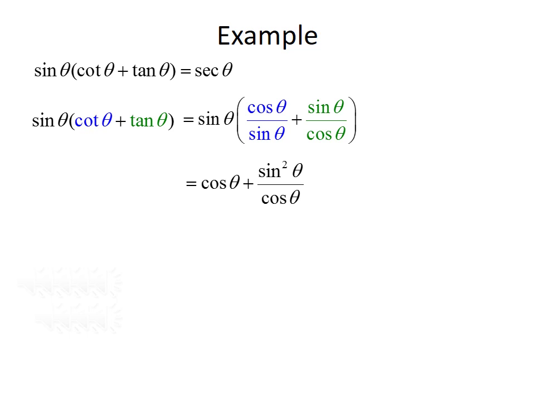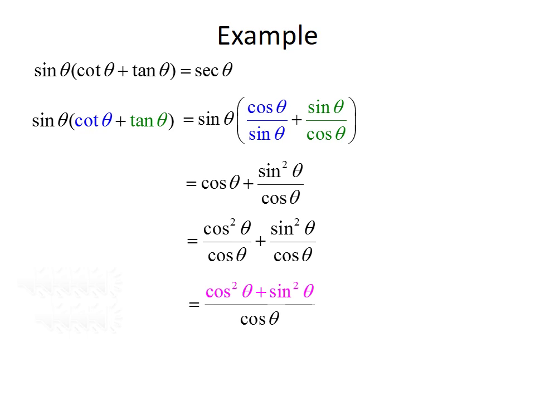If we distribute the sine throughout the parentheses, we'll get cosine theta for our first term, and we'll get sine squared theta over cosine theta for our second term. In order to add these together, we need to have a common denominator. So we'll multiply the first term by cosine theta over cosine theta to give us cosine squared theta over cosine theta plus sine squared theta over cosine theta. When we add them together, we get cosine squared theta plus sine squared theta over cosine theta.